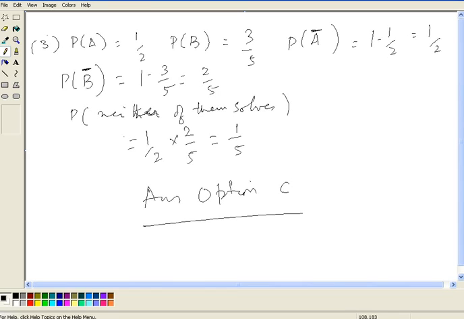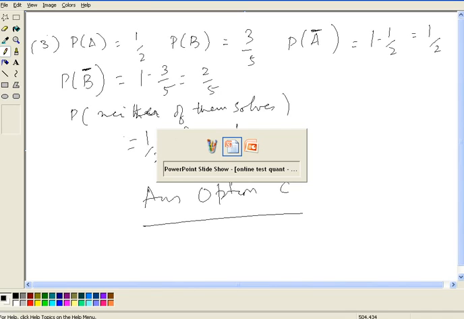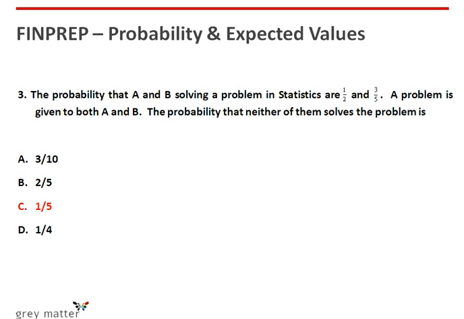Also the probability of B not solving the problem is 1 minus 3 by 5, which is 2 by 5. Now it is required to find the probability of neither of them solving the problem, which is P of A bar into P of B bar, equal to half into 2 by 5, which is equal to 1 by 5, and that's option C. Going to our PowerPoint presentation, it is option C, which says 1 by 5.